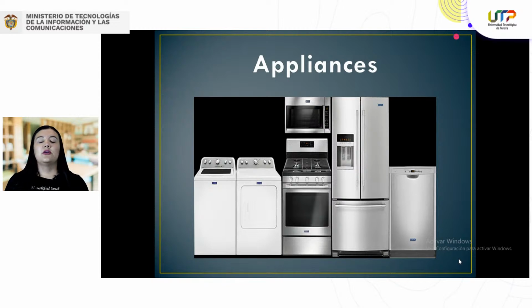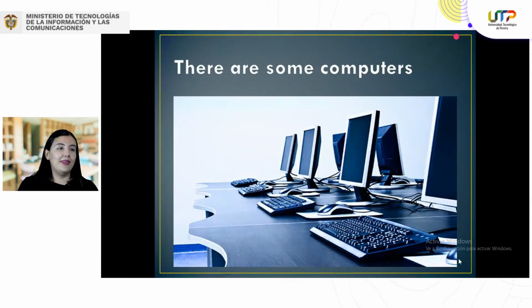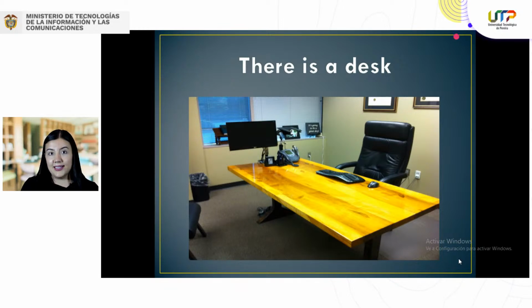¿Ok? So, let's start with the first thing. In an office, ¿sí? ¿Qué podemos encontrar en este lugar? In an office. So listen to the vocabulary because you remember that you can use this vocabulary to practice the structure of there is and there are. So in an office, there are some computers, yeah? That is the first thing, computers. There are some computers. In an office, there is a desk, okay? There is a desk.